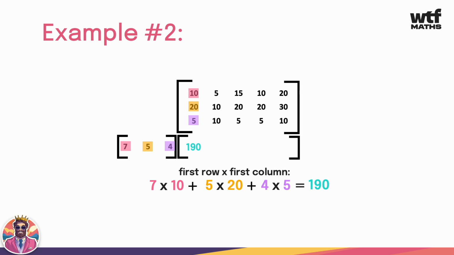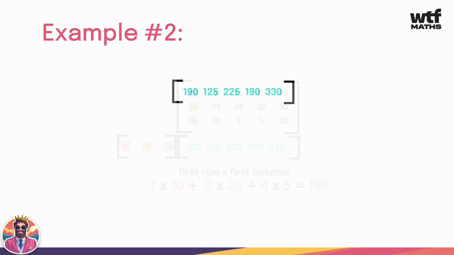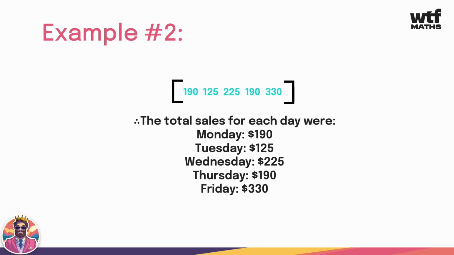Alrighty, to save you time, I'm not going to animate the whole entire thing, but if we did the same row and column process, we'd end up with these numbers here. So these are the individual sales for the day. So 190 on Monday, 125 on Tuesday, and so on and so forth. Again, we're wanting to be as professional as possible, so even though we've got this amazing matrix here, we should really talk about what we found out. So the total sales for each day were $190 for Monday, $125 for Tuesday, $225 for Wednesday, Thursday was $190, and Friday was $330.